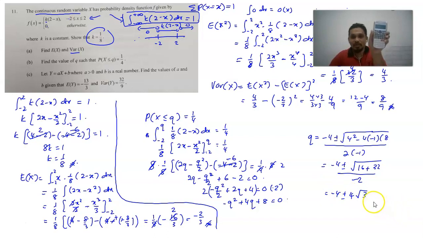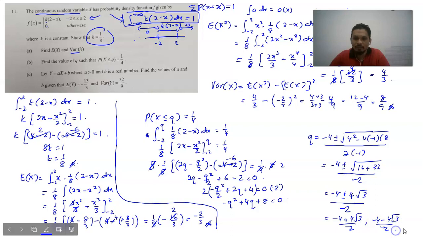Okay, I just really use a calculator. I don't have much time and space to show the solution of this one here. So then we divide by negative 2. From here, we got negative 4 plus 4 square root of 3 divided by negative 2, and negative 4 minus 4 square root of 3 divided by negative 2. So, do you guys have any idea what's the value of Q1 and Q2?